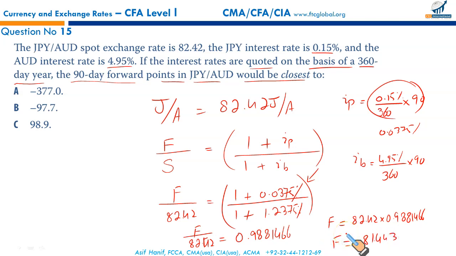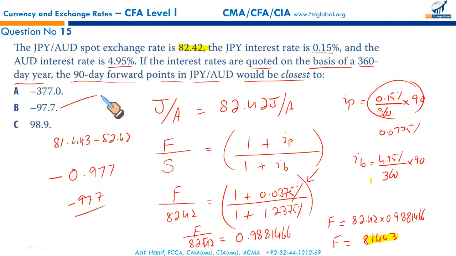Then we have to calculate the 90 days forward point. For that you need to just calculate the difference between this versus this. If you do 81.443 versus 82.42, the difference would be negative. It's going to be 81, that's the forward, less spot. It's going to be negative 0.977, and since it's to be given in basis points, multiplying by 100 will give you negative 97.7. That gives you B to be the correct option.